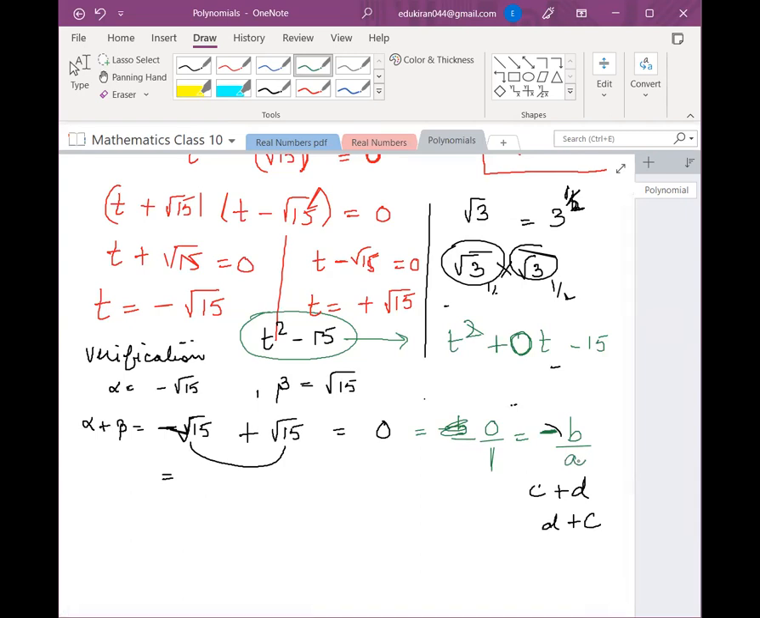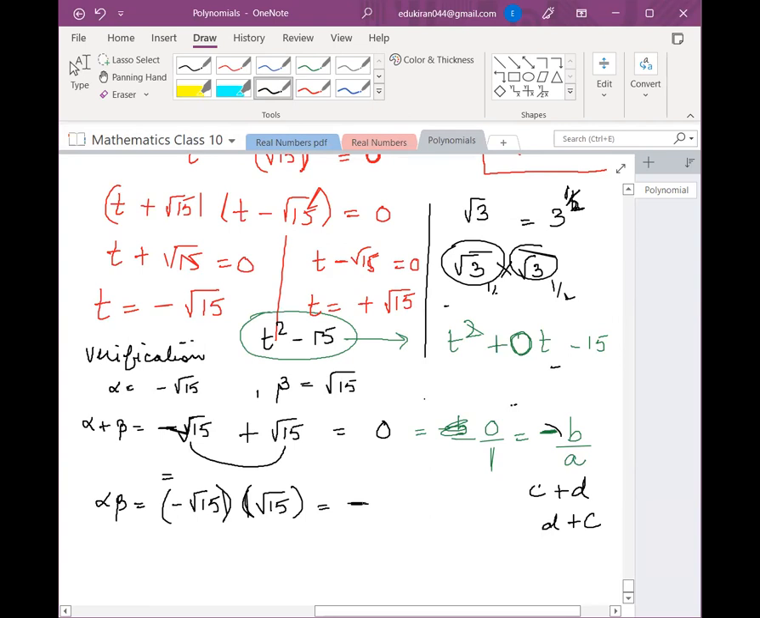Clear? Okay. Similarly, I'm going to see my alpha into beta. Alpha into beta should give me c upon a. Let's check. So this is minus under root 15 multiplied with under root 15, right? There is only one minus, so this minus will remain, because only if you multiply two minuses do they become positive. Now under root 15 into under root 15, I've already told you it will become 15. So minus of 15.